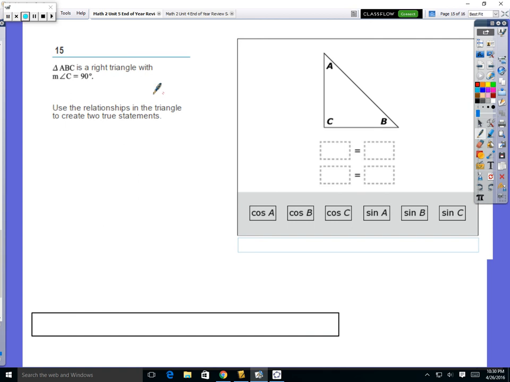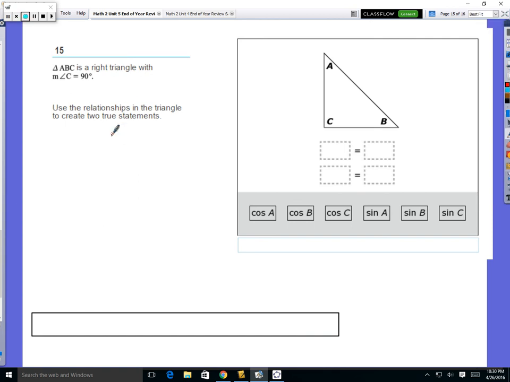And 15. Okay, create two true statements. So cosine from A. If you do cosine from A, so let's label these guys just like 1, 2, 3. Cosine from A would be 1 over 3. So cosine of A is 1 over 3. Cosine of B, cosine from B would be adjacent. That would be 2 over 3.